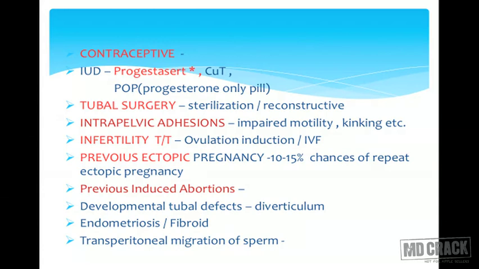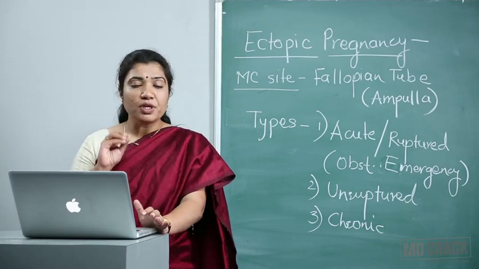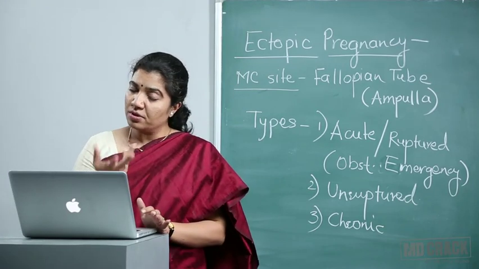Previous induced abortion. Again, you all understand that induced abortions can have infections ascending, reaching the tube, causing damage, thus leading to ectopic. Developmental defects: if there are pocket formations or a diverticulum formed in the fallopian tube, it will also lead to ectopic.